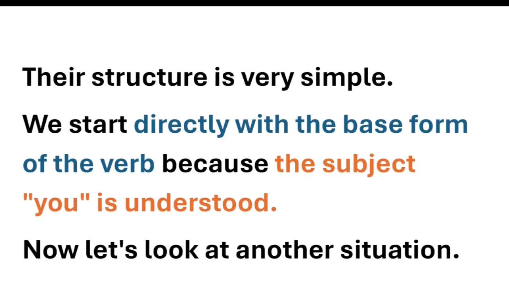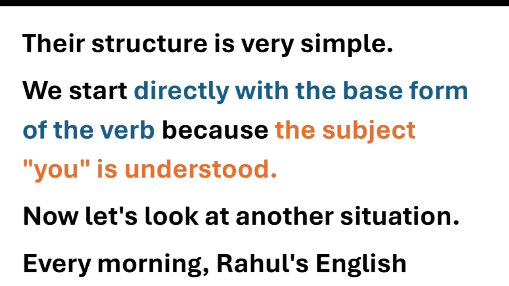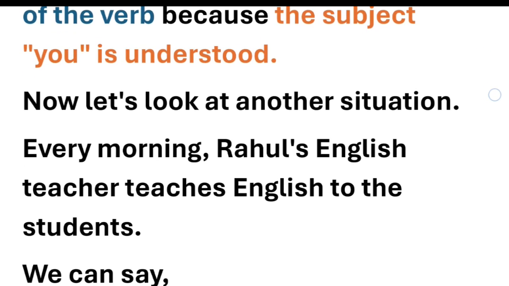Their structure is simple. We start directly with the base form of the verb because the subject you is understood. Imagine in the case of Rahul's mother. Rahul's mother is talking to Rahul, and she's imagining that you is always understood. So she's skipping you and directly starts her request, order, and command.